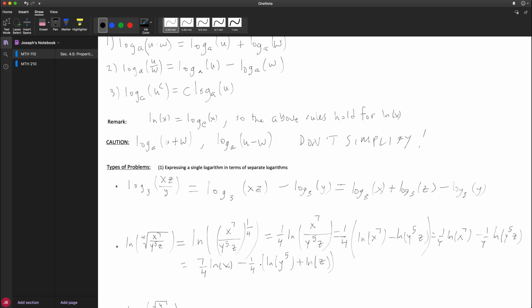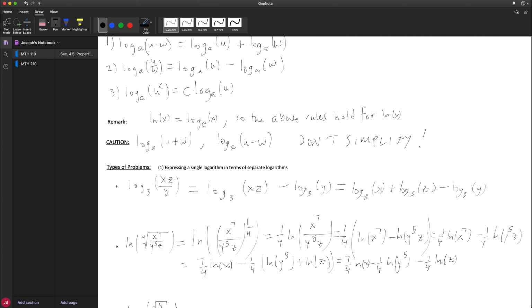And now distribute the 1/4 and maybe even bring down, well, let's do this one at a time here. So 7/4 ln x minus 1/4 ln y to the 5th minus 1/4 ln z.